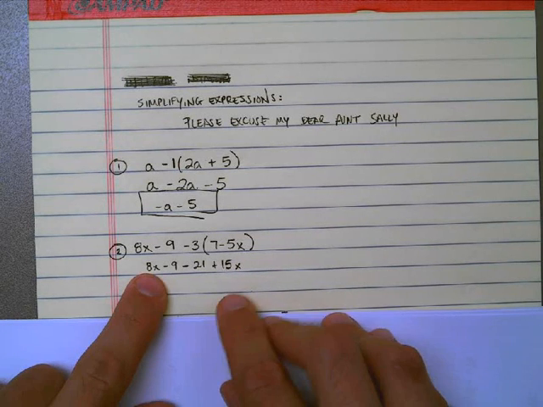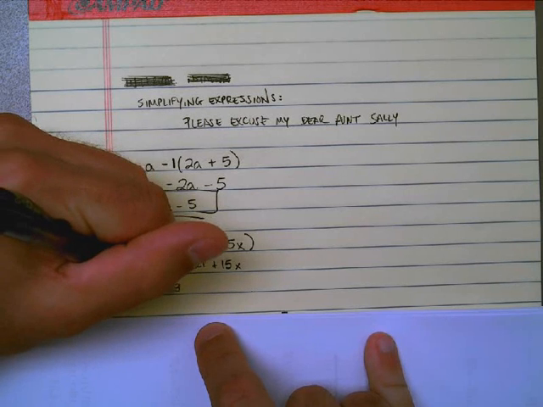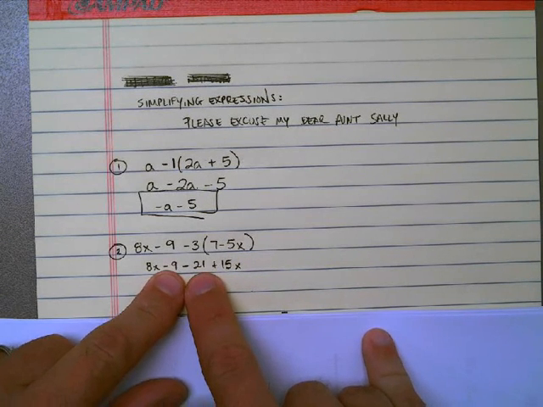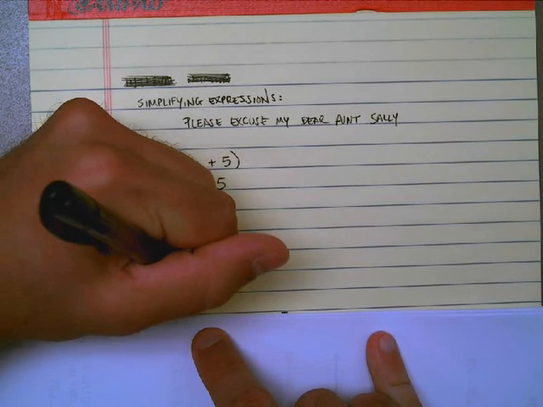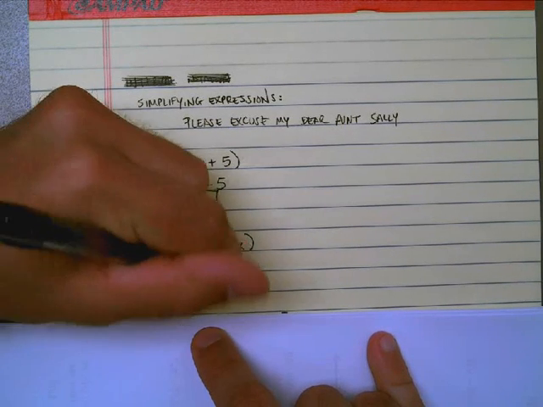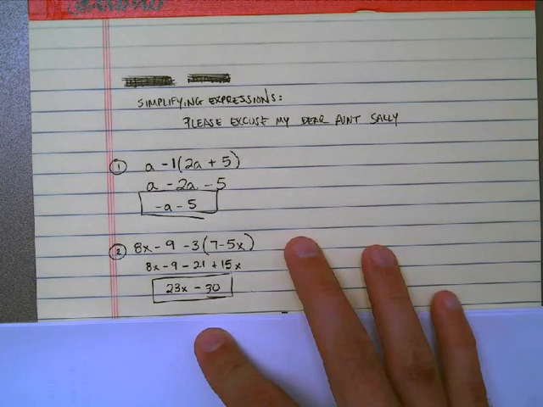Now it's just time to combine like terms. 8x plus 15x gives me 23x. Negative 9 minus another 21 gives me a grand total of negative 30. And that's the answer, as simple as it can get. I've simplified it as far as I can go.